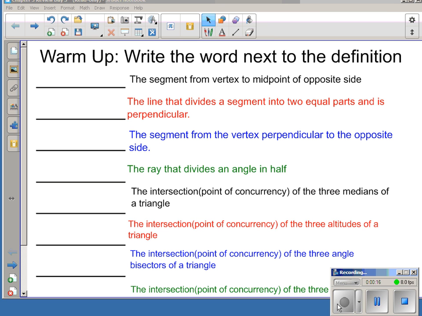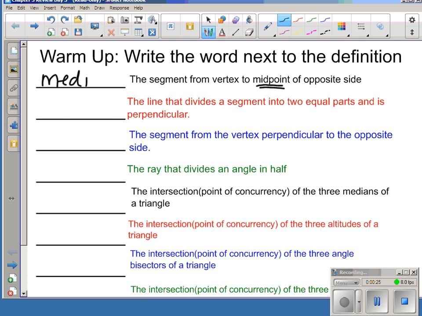So the first one says the segment from vertex to midpoint of opposite side. Remember, your keyword is midpoint. So that is the median. So visually what that looks like, and I'll erase this later. If I have a triangle, I need to find the midpoint of the opposite side and connect it to the opposite vertex. So the markings we need to include are those two hash marks to say that it's the midpoint.